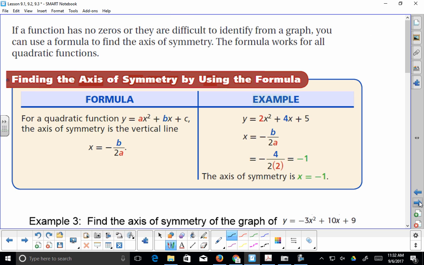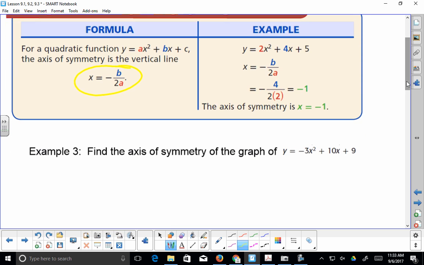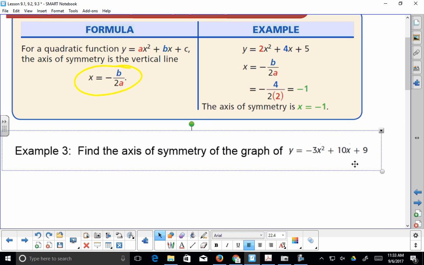Now, if we don't have a graph, but we have a function in standard form, then we can find the axis of symmetry by doing negative b over 2a. Right? So when it's in standard form of y equals ax squared plus bx plus c, we find the axis of symmetry by doing x equals negative b over 2a, which you worked on yesterday. Okay? Make sure that you have x equals. All right? So you worked on that. So, okay, here we go. Number 3 here, find the axis of symmetry for that graph. All right? So what is that axis of symmetry?